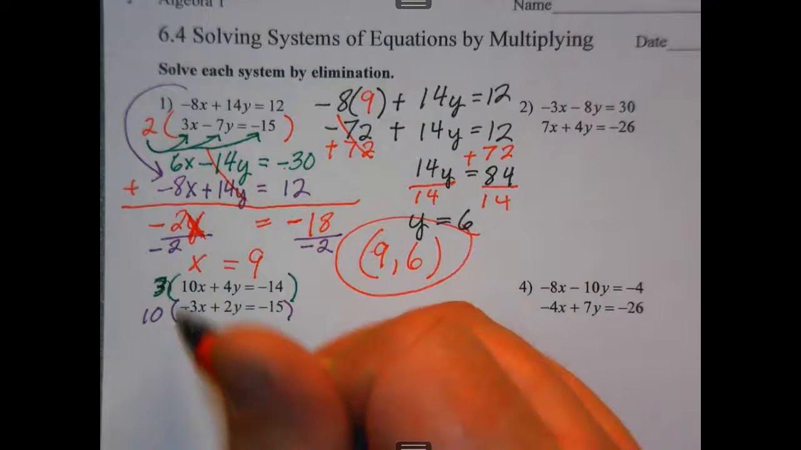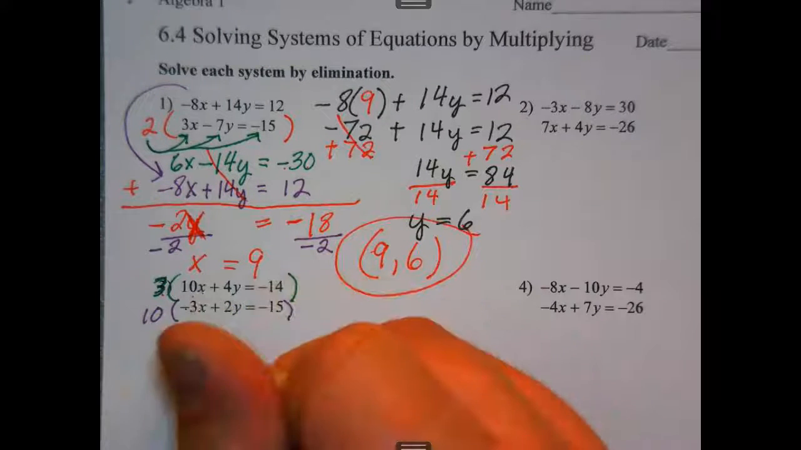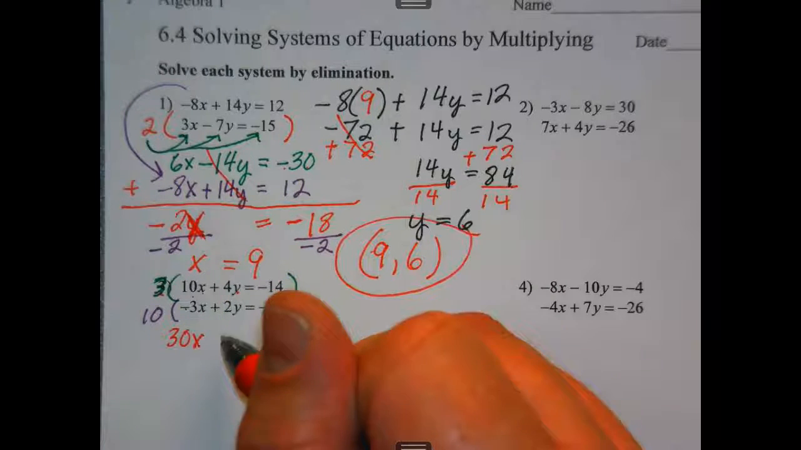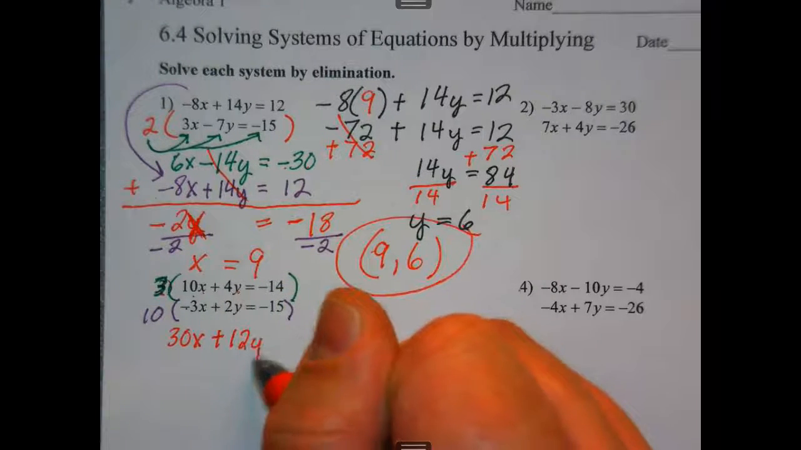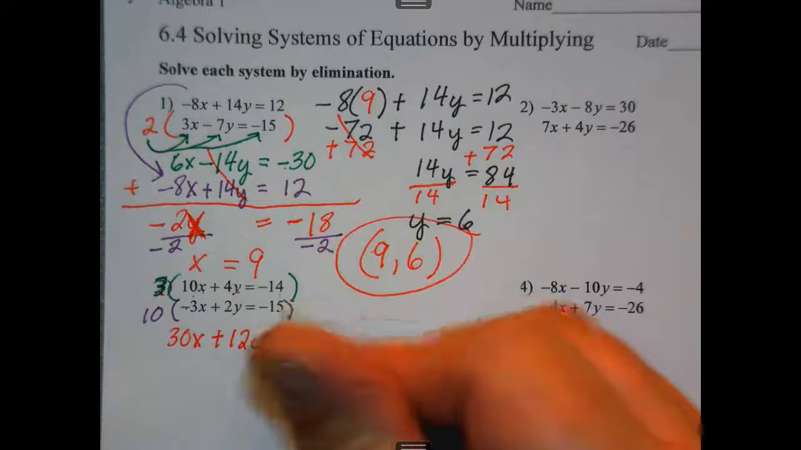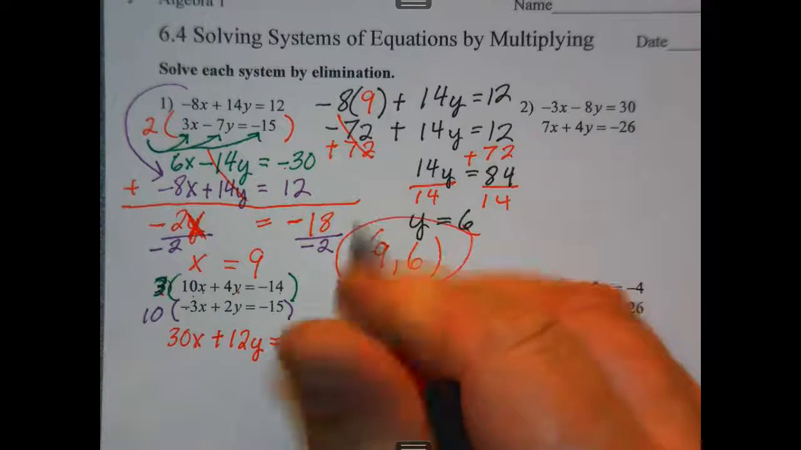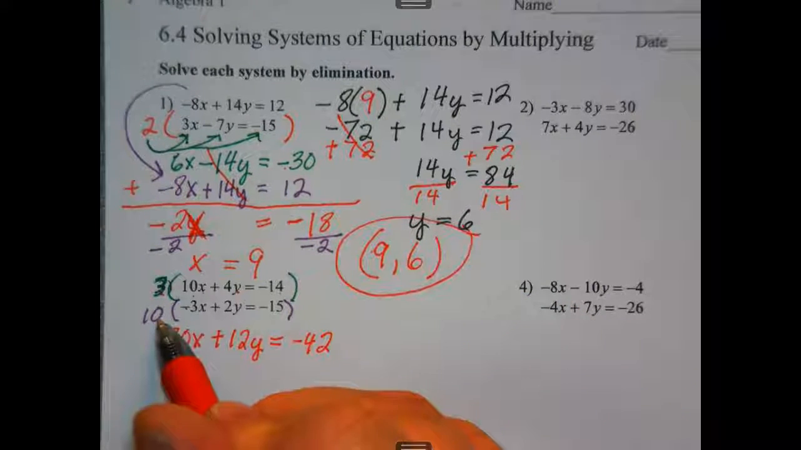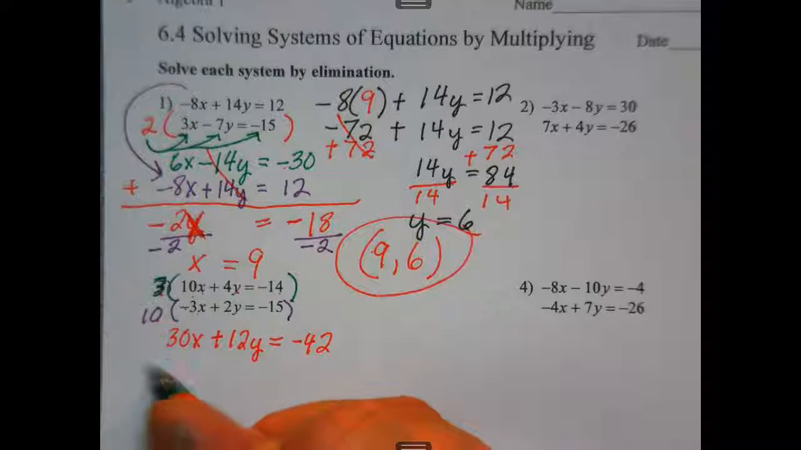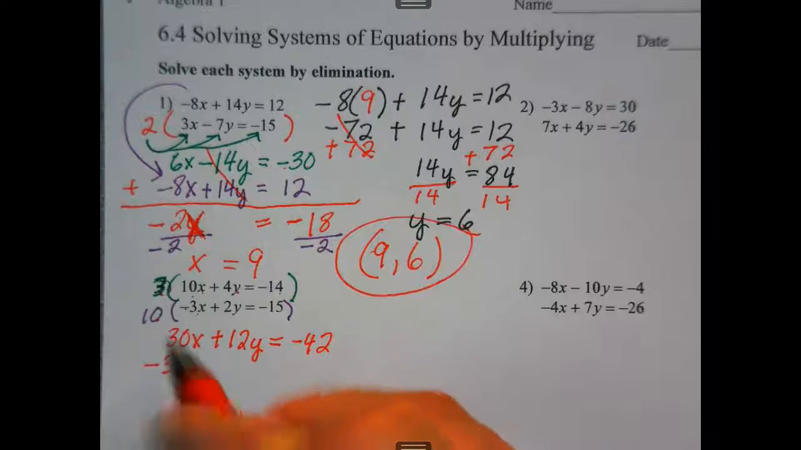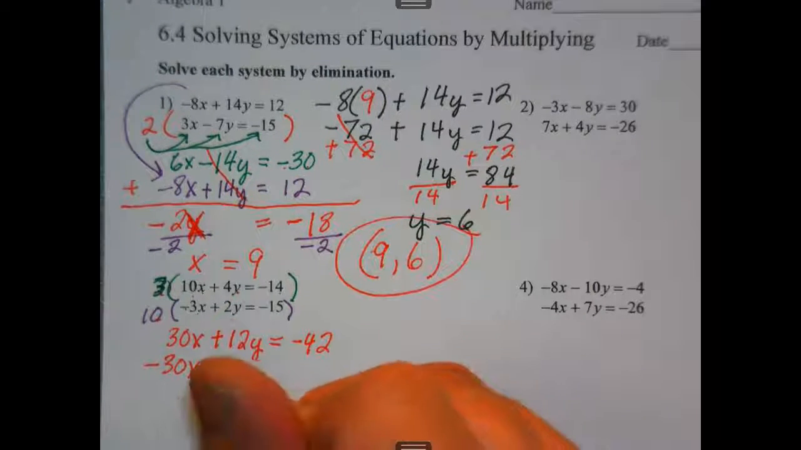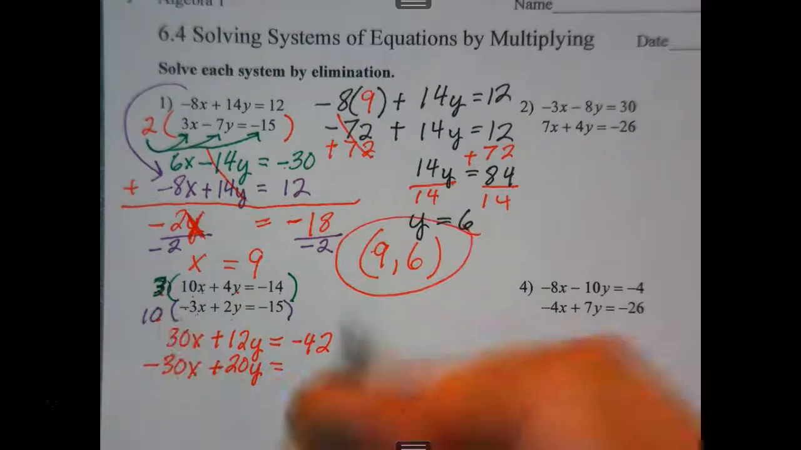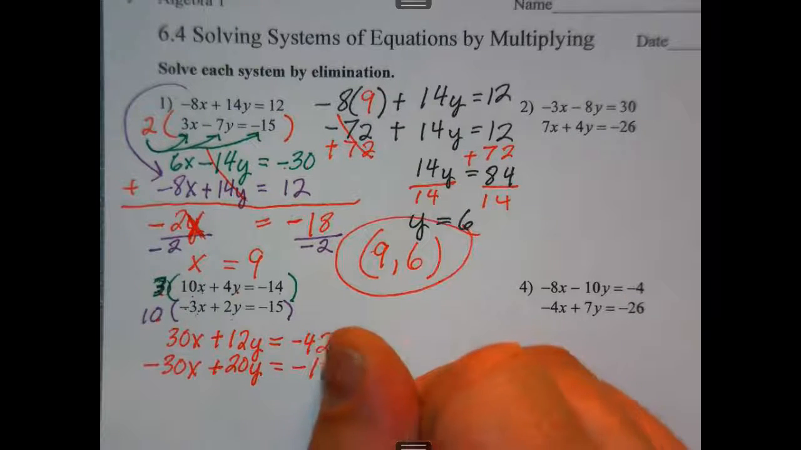Okay, so the top one, 3 times 10x, 30x, 3 times 4y is 12y. 3 times -14 is going to be -42. 10 times -3x, -30x. 10 times +2y, +20y. And 10 times -15 is -150.